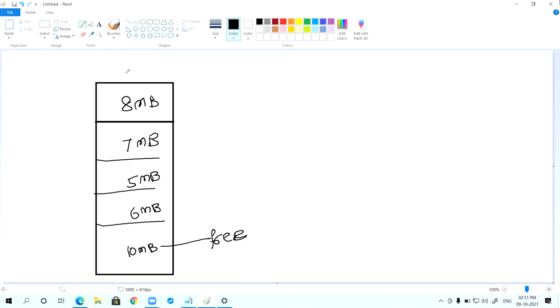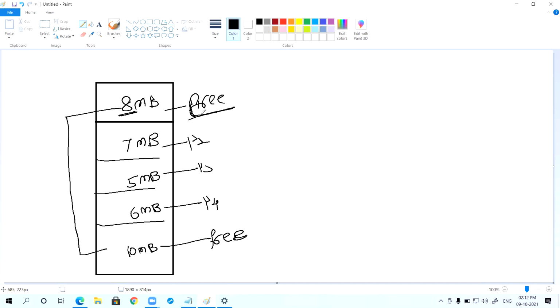And suppose the P1 process execution is completed. Now can you tell me how much memory in total is free? Can I say 10 plus 8? Can I say a total of 18 MB of the memory is free? This is free because the P1 process is completed. Total 18 MB is free.